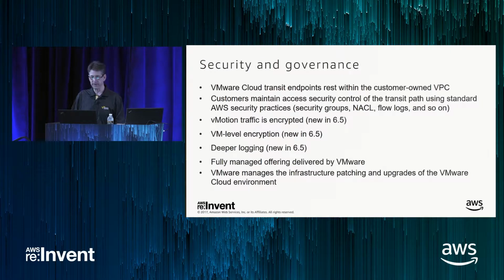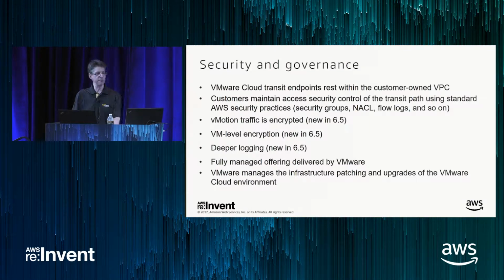Okay, and so that's my second bullet: you as a customer maintain full security control over the transit path. On the VMware side, going out, you have VMware firewall rules. On the AWS side, protecting ingress, you have AWS security groups. And not only security groups, but you have NACLs to protect subnets, and you'll create flow logs for logging and being able to look at all packets that come in and out, and all network features that are part of VPC.